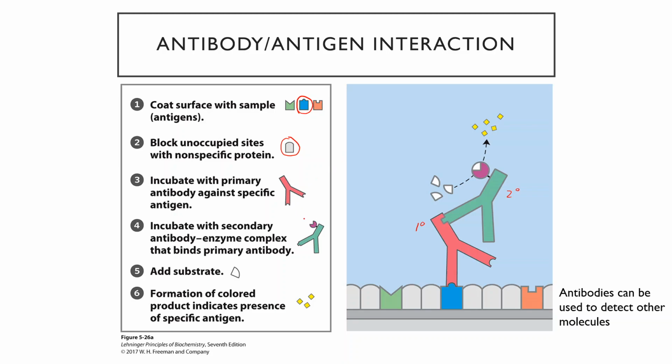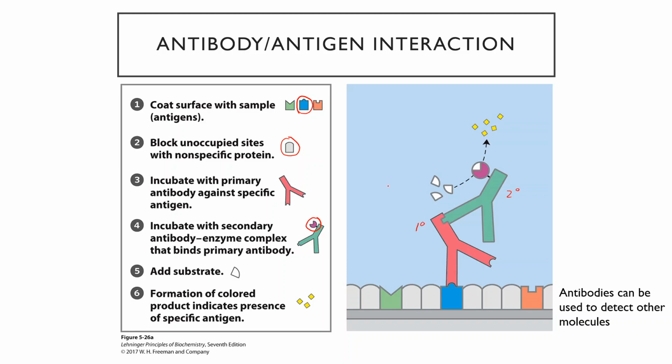One way is to covalently bind an enzyme. There are lots of different enzymes that can be used this way, but you can covalently attach it to the Fc domain of the secondary antibody. And then you choose an enzyme that has the ability to catalyze a reaction which will produce some sort of colored precipitate as its product.